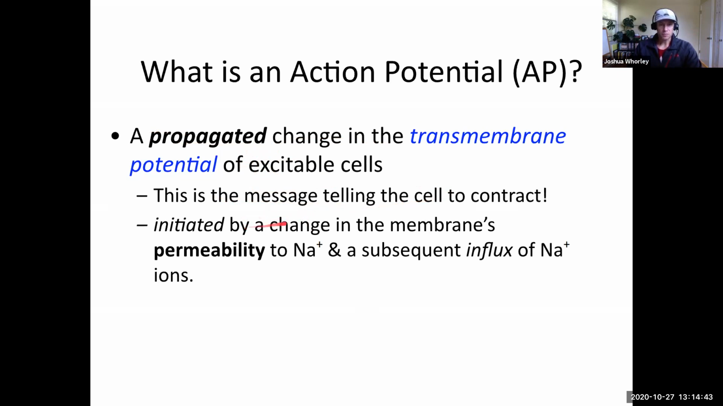We can initiate an action potential by changing the membrane's permeability to sodium ions, and there are a number of ways that can happen. If you're thinking about a neuron, it could be a mechanical stimulus, a chemical stimulus, or an electrical stimulus that changes the permeability to sodium. But however it happens, that means channels are opened. That is how we change the permeability of a cell. Channels either have to open or close, which results in a change in permeability.